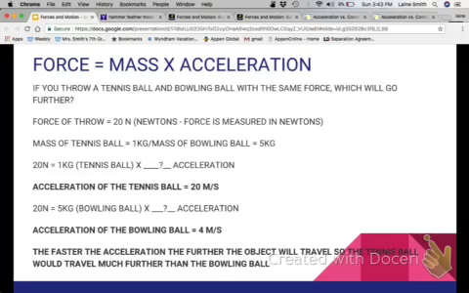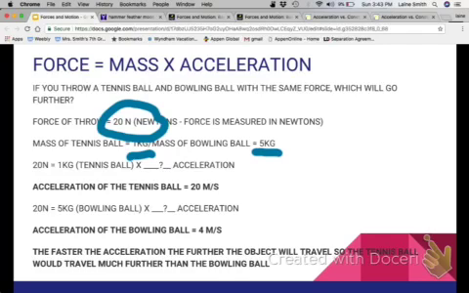If you throw a tennis ball and a bowling ball with the same force, which will go further? So I'm going to show it to you in terms of math so that you can see what that looks like. Our force of our throw is going to be 20 newtons. Newtons is what force is measured in, okay? So the force of our throw on both the tennis ball and the bowling ball is 20 newtons. We're throwing them with the same force. The mass of the tennis ball is 1 kilogram, while the bowling ball is 5 kilograms.